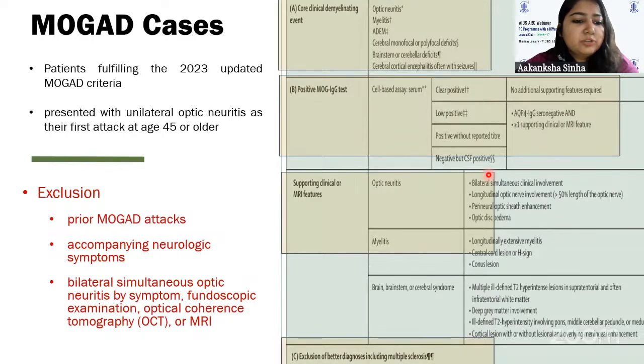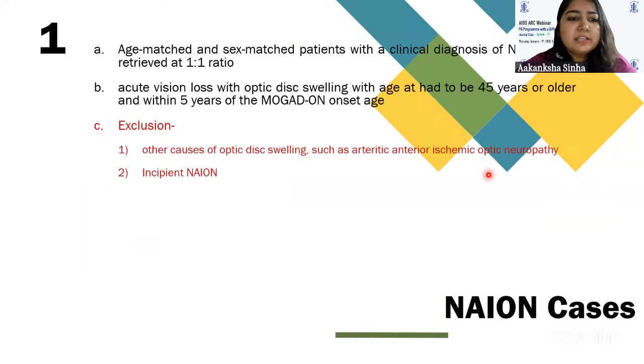This study excluded patients with prior MOGAD attacks, accompanying neurological symptoms, and bilateral optic neuritis cases. So basically, this study included MOGAD cases that were unilateral with their first attack, and the age of patients was 45 years or older. For NAION cases, there were two aims in the study. For the first aim, that is to identify the key differentiating features, the NAION patients should be age-matched and sex-matched with a clinical diagnosis of NAION. Clinical diagnosis includes acute vision loss with optic disc swelling, with age of 45 years or older, in patients within 5 years of the MOGAD optic neuritis onset age. Other causes of optic disc swelling and incipient NAION were excluded.